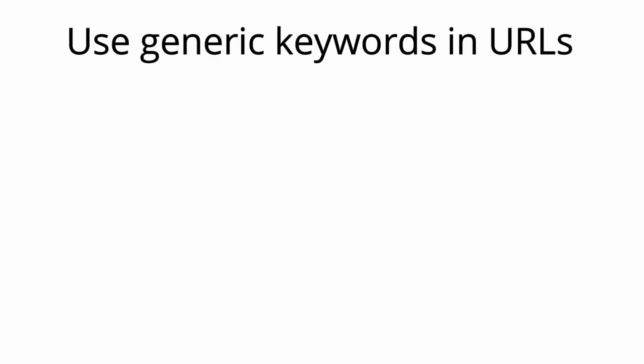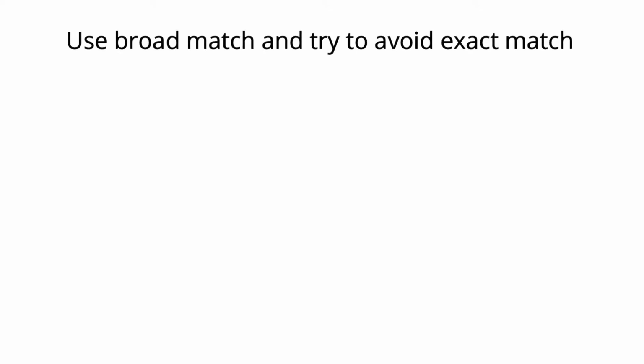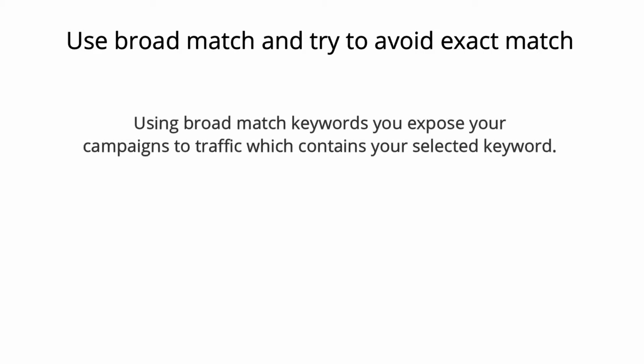Next, you're going to want to use generic keywords and URLs. Using short generic keywords as often as possible is going to be your leverage as well. For example, use credit cards rather than prepaid low APR credit cards, or Amazon versus www.amazon.com/promo-TIO. Next, you're going to want to use broad match and try to avoid exact match.